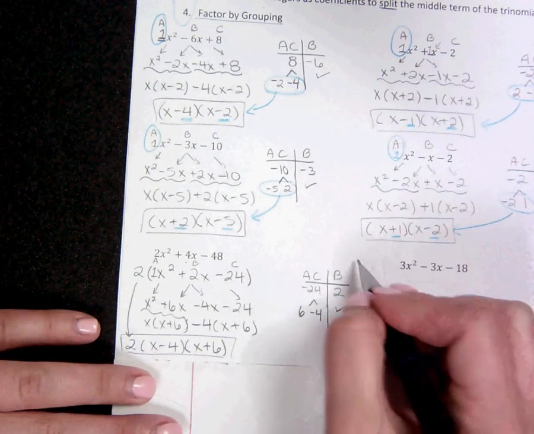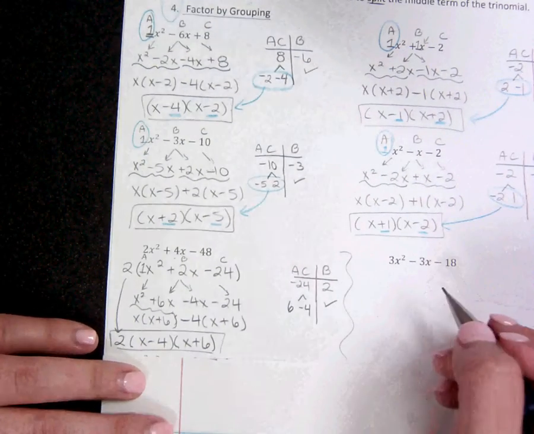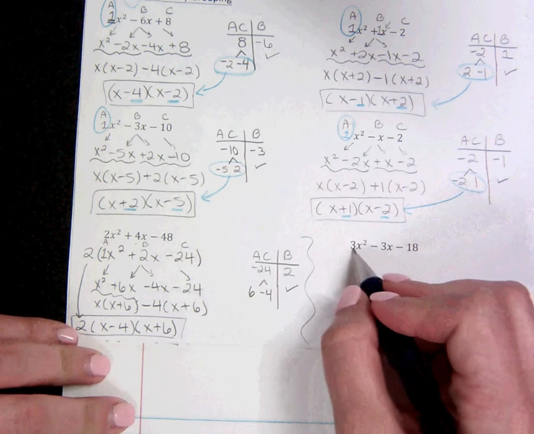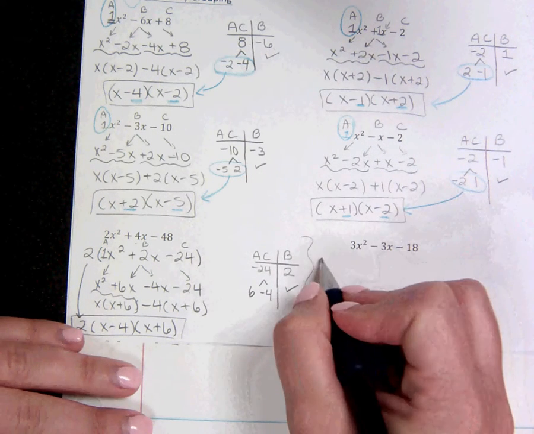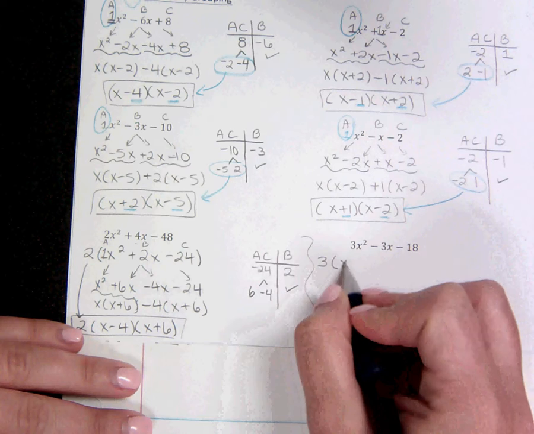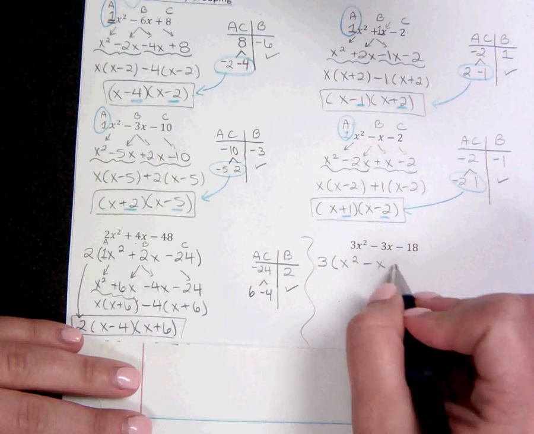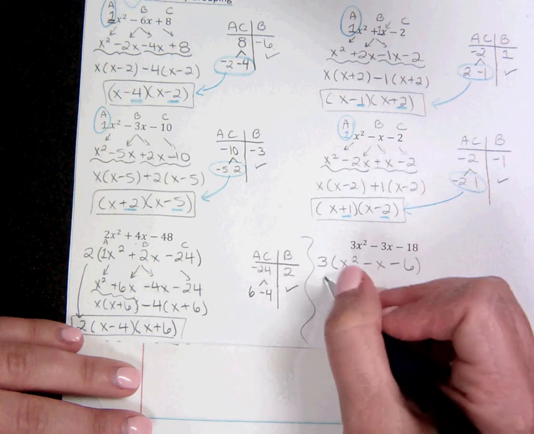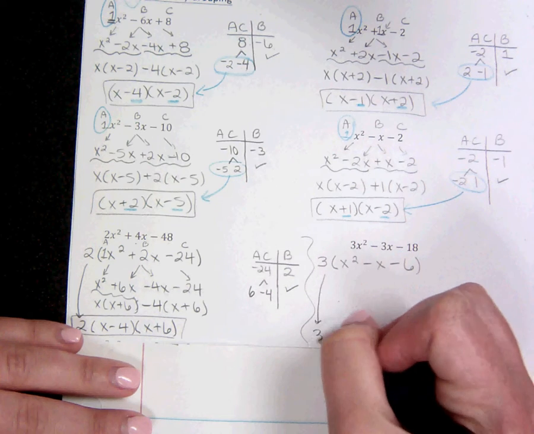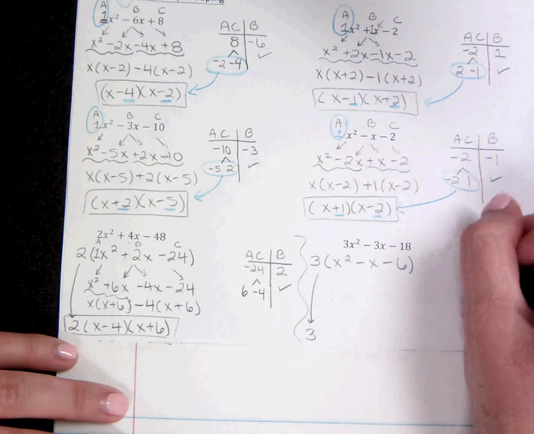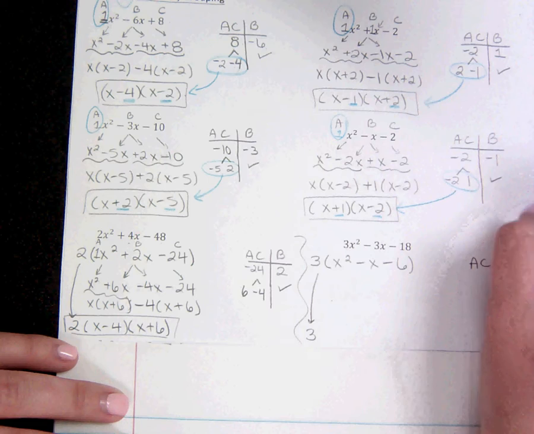Alright, if you want to try the next one on your own, let's look at that one. We've got 3, 3, and 18. They can all divide by 3. That leaves me with x squared minus x minus 6. That 3 is going to come down and be part of the final answer. And then I'll set up my chart with the leftovers.